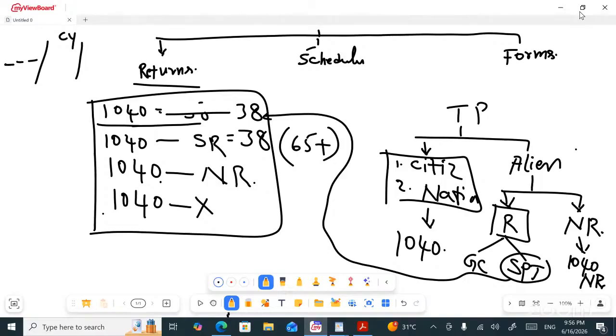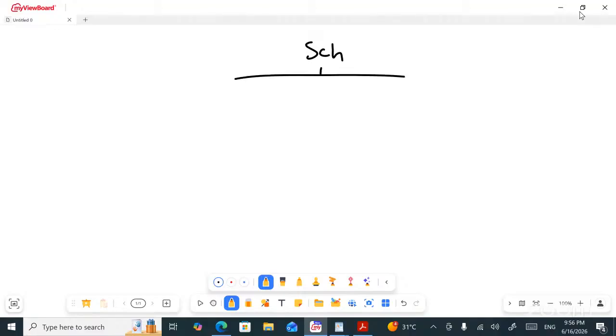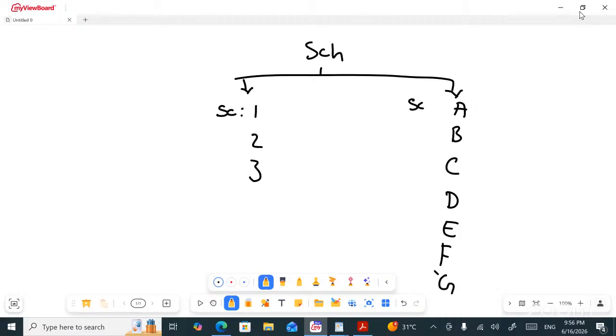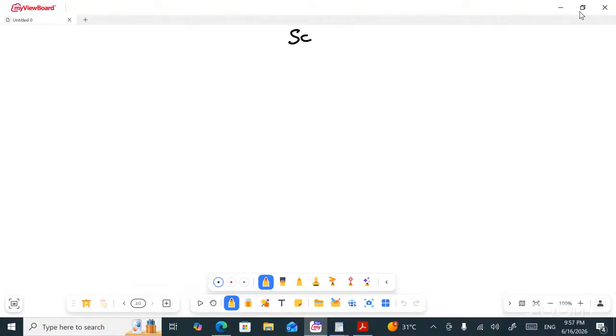Now coming to schedules. Schedules are basically divided into two types: Schedule 1, 2, and 3, and Schedule A, B, C, D, E, F, G deleted, and H. Now coming to schedules. Schedule 1.